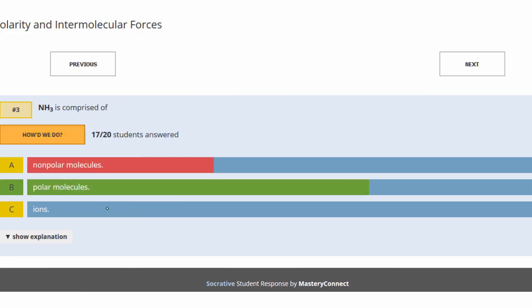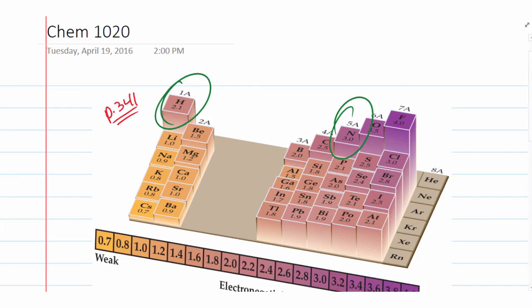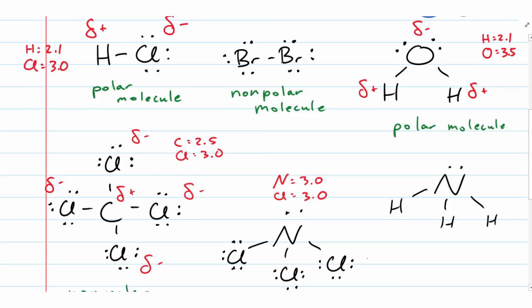It's comprised of polar molecules. Now, this one's polar because, again, the three-dimensional shape is critical to this one. If we looked up those electronegativity values, nitrogen was at 3.0. Hydrogen is at 2.1. That means that the nitrogen here is partially negative. Each of these hydrogens are partially positive.